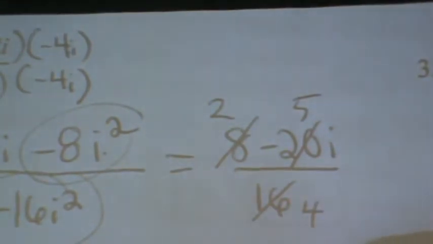Is there any number that goes into all three of these? 4. 4 goes into this 2 times, 4 goes into this 5 times, 4 goes into this 4 times. So your best answer is 2 minus 5i over 4.